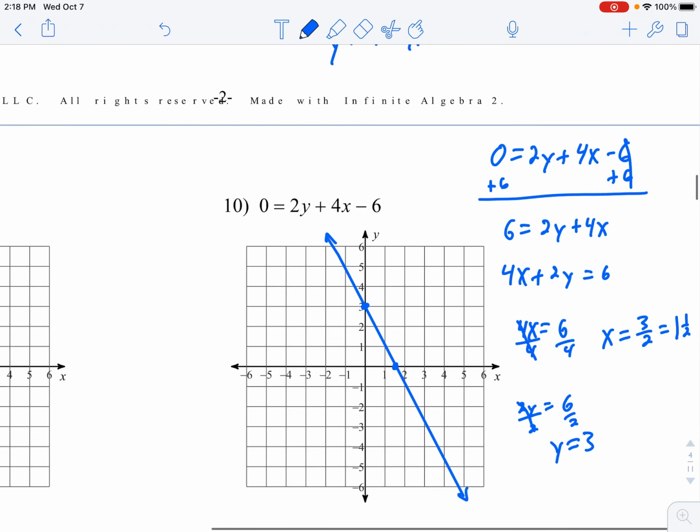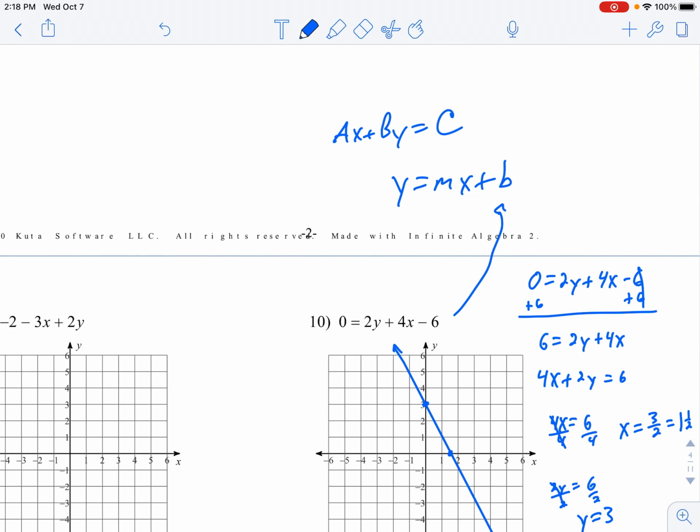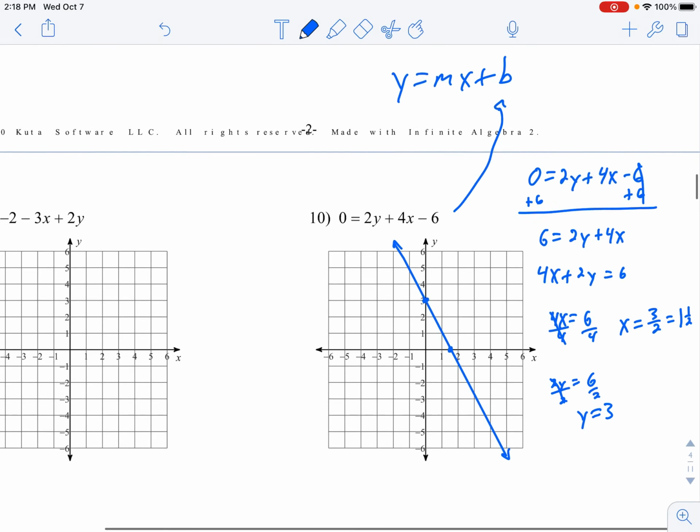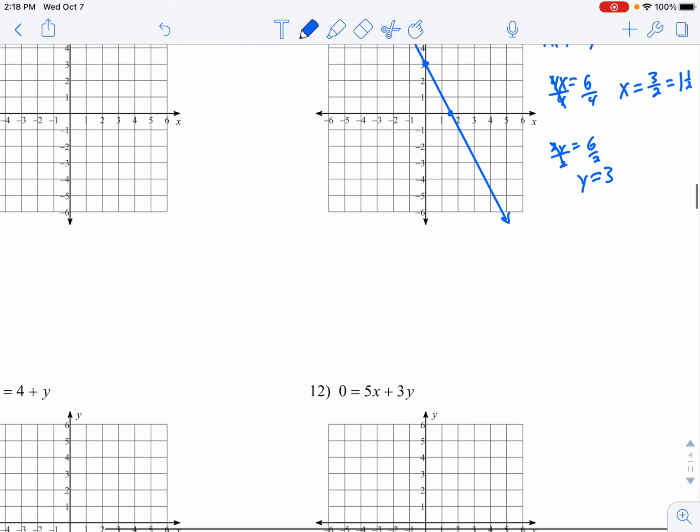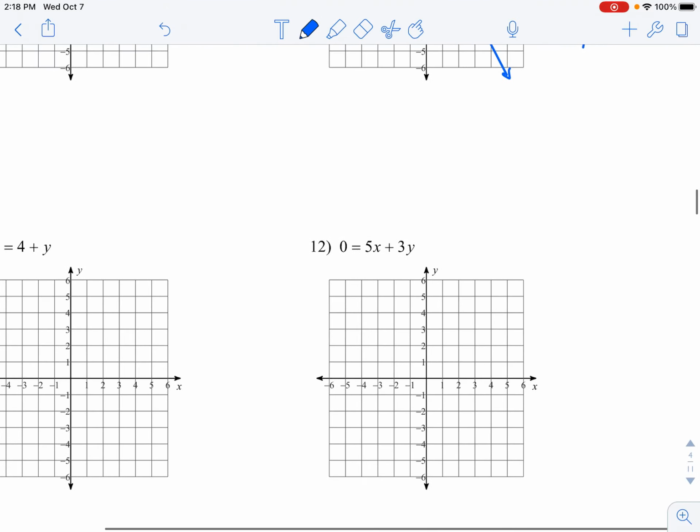Okay, could I have put this into mx plus b form? Yes, I could have, and I would get the exact same line. I'm not going to because we don't need the lecture to drag on and on and on. I'm sure there'll be others that work that way.